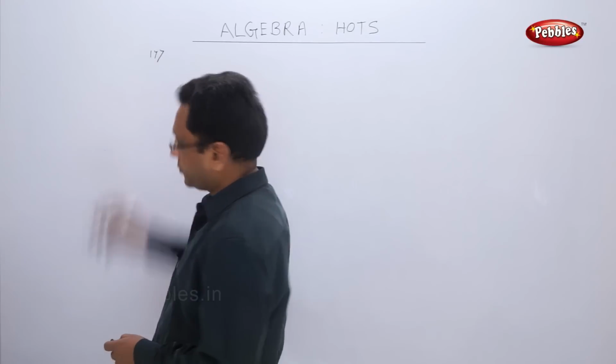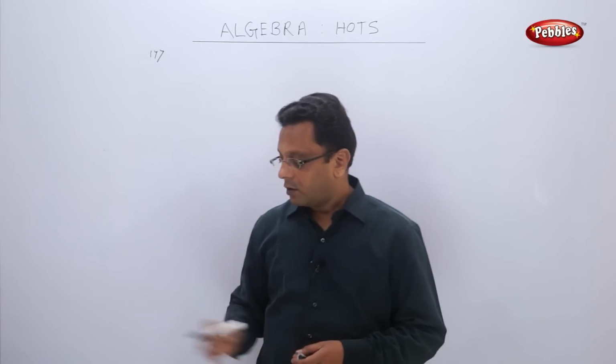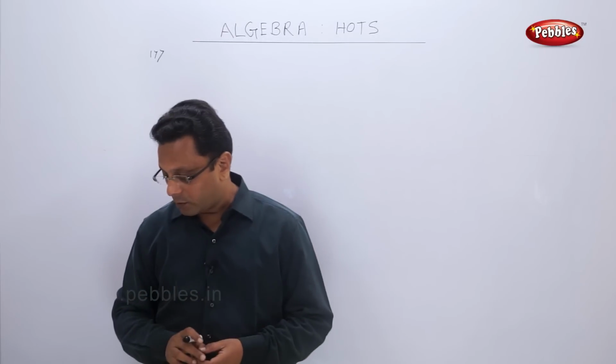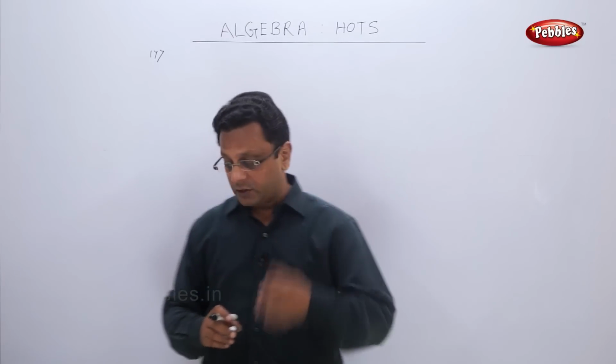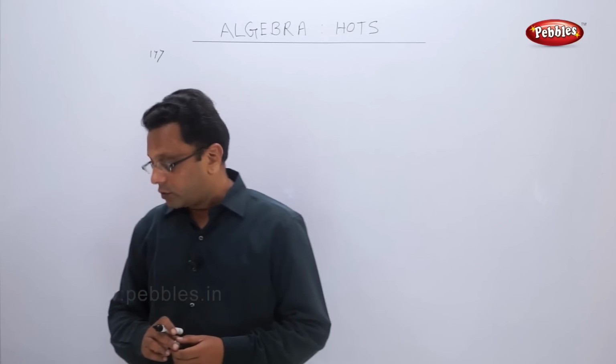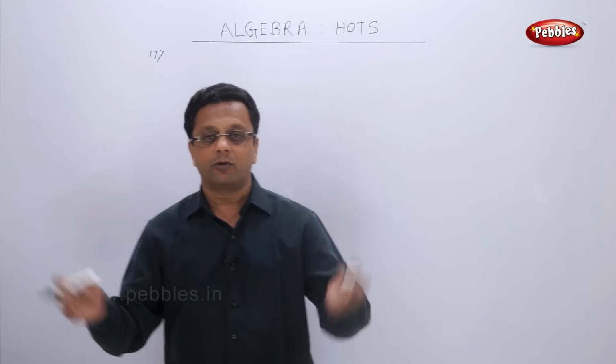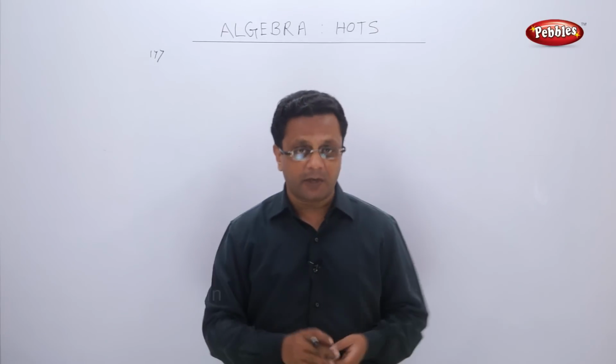Example 17. Very simple. Find the probability of 4 turning up at least once in 2 tosses of a fair dice. I'm not going to solve this example. This is an extremely simple example.